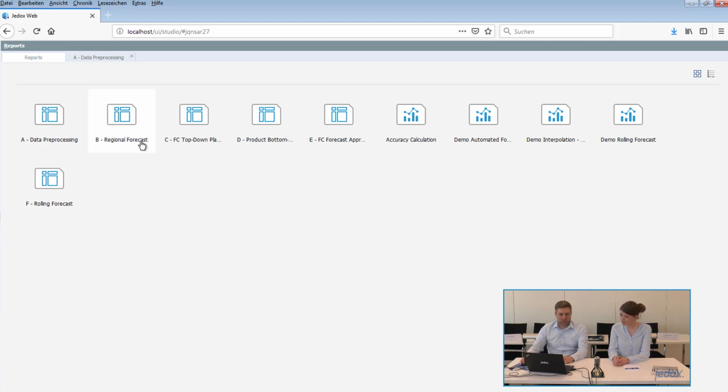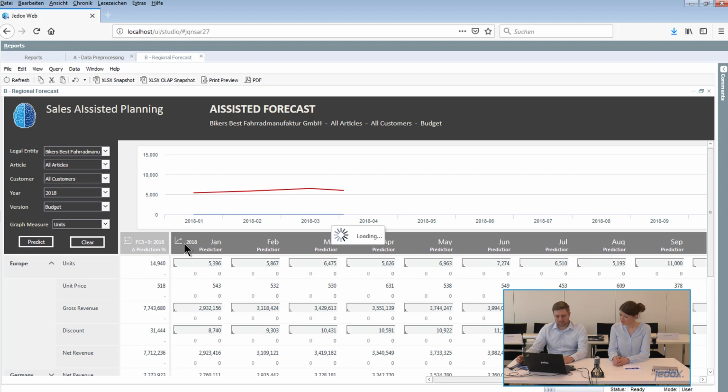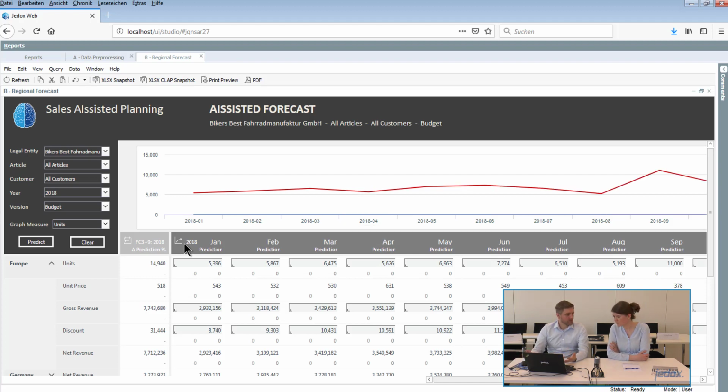Okay. So now we are going to the regional forecast. So this is a standard planning report, and we plan different measures here: units, gross revenue, discount, and someone already planned values here for 2018. And now we want to see, okay, is this a good forecast? Even when I put numbers in here, I look at the previous years and so on, but is this really accurate for the next year? So I want to have some assistance to know, is my forecast good or not?